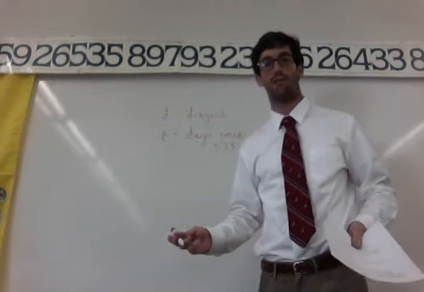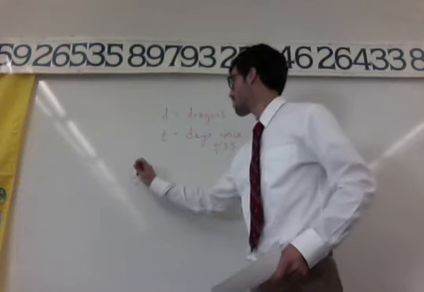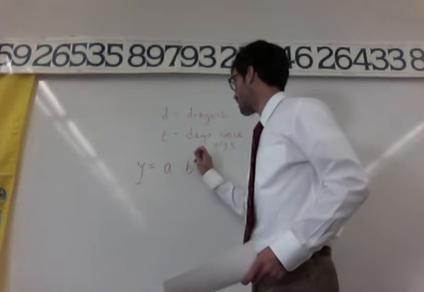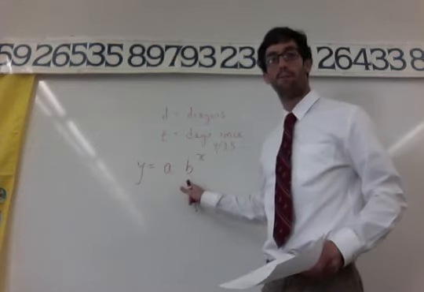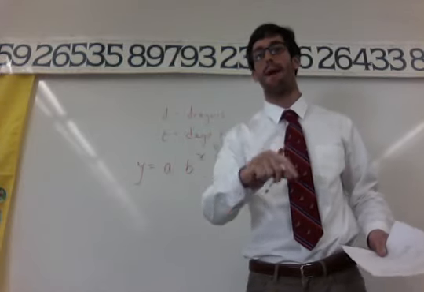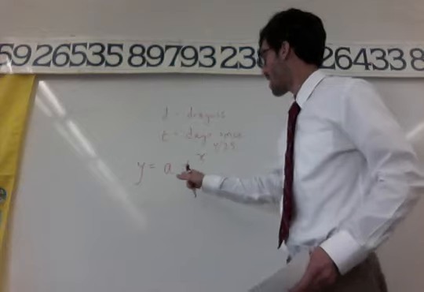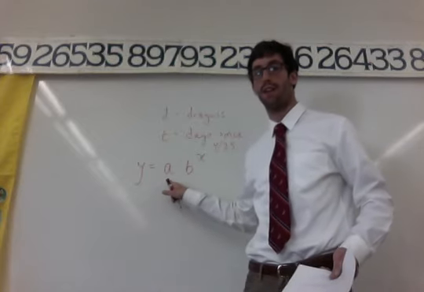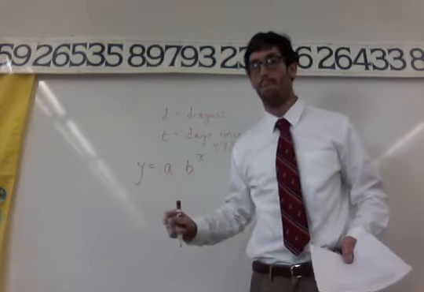Exponential functions have a general form of y equals a times b to the x. B is the multiplier. It's the value we're multiplying y by every time x increases by 1. And a is the starting value, okay? The value of y when x is 0.